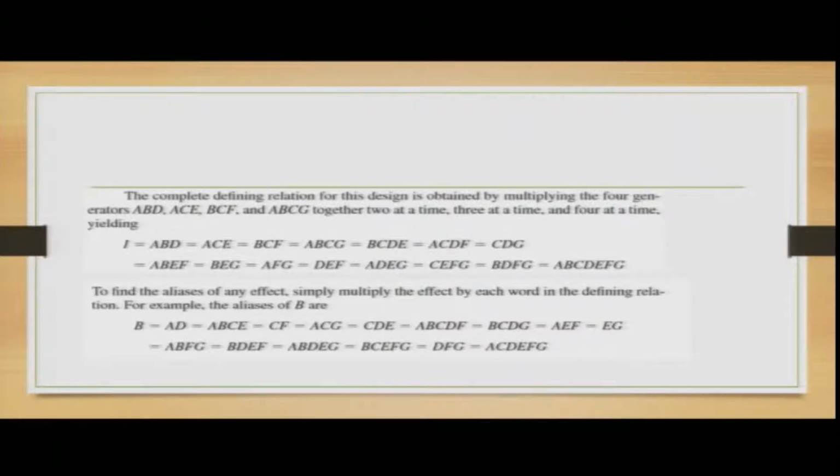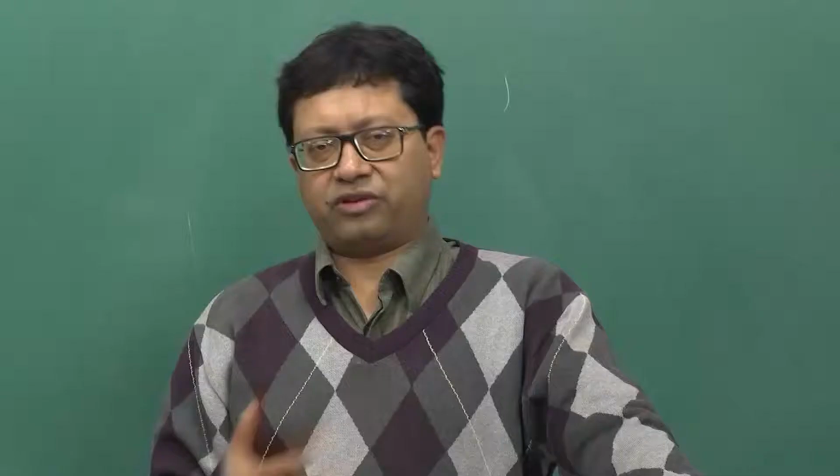To find the aliases or the effects of these combined factors, we simply multiply the effect by each one in the defining relationship. For example, the aliases of B would be, as we have seen, the combination of ABFG, BDEF, ABDEG, BCEFG, DFG and ACDEFG. I am reading the last line only. Based on that you can find out for A, for C, and as you increase k, they would be different combinations.